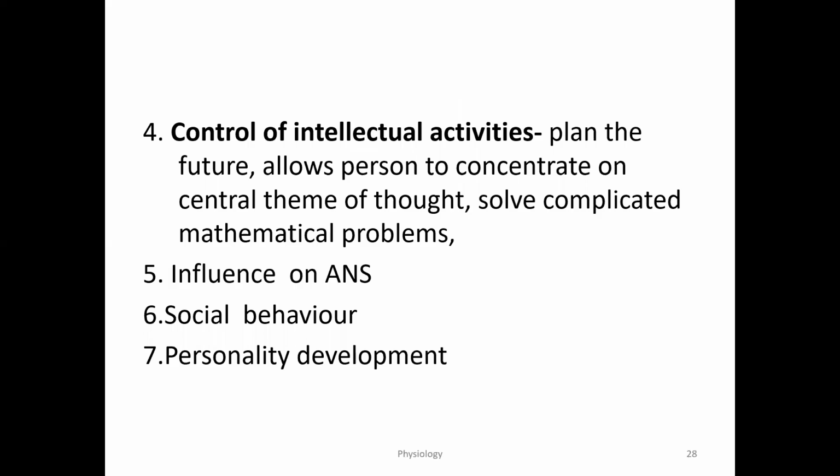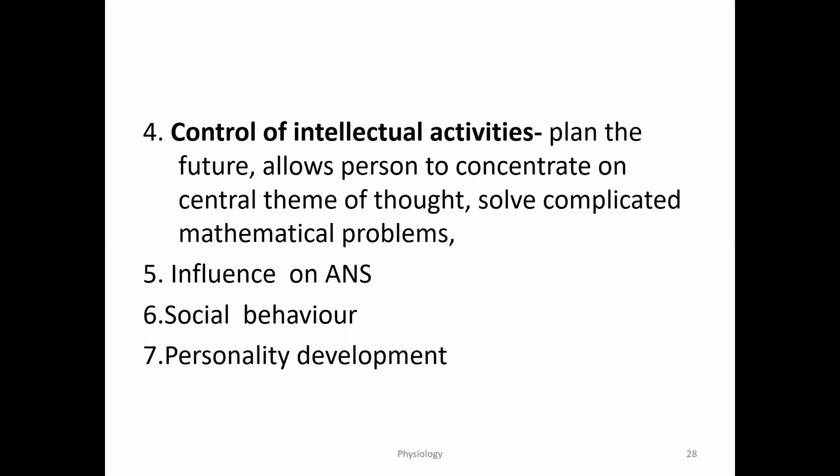Control of intellectual activities, like solving mathematical problems. Then influence on the ANS, that is the sympathetic and parasympathetic nervous system, social behavior, and personality development. So these are the main functions of the frontal lobe. You may have a short answer question: write down the functions of the frontal lobe.